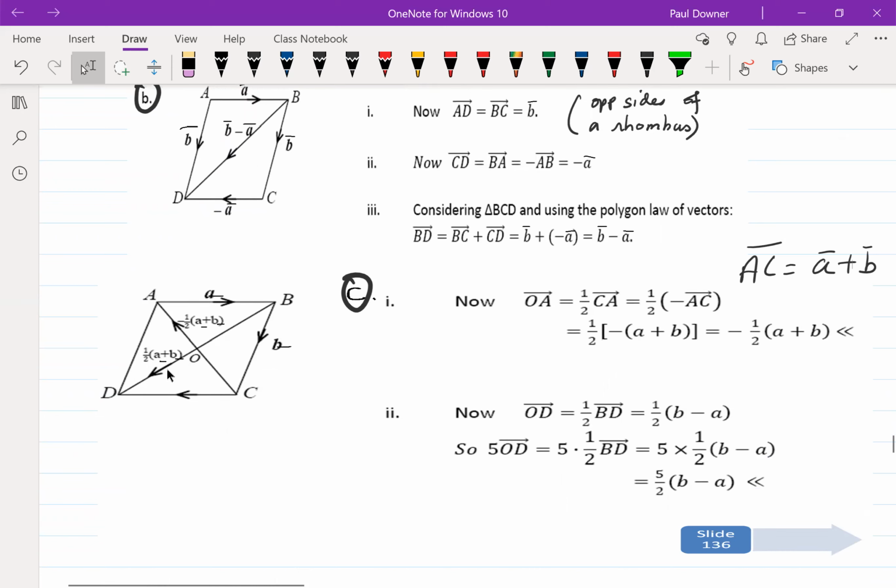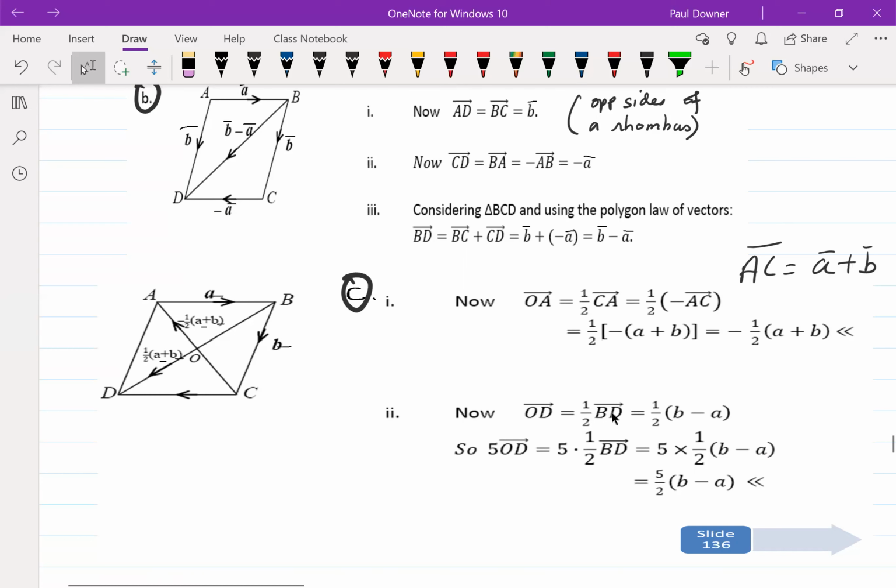OD, that's OD. But OD is a half of BD. Notice I didn't say OD is a half of DB, because for vectors, you must look at the direction. So OD is going down this way. So I have to look at the vector going down this way. So OD is going to be a half of BD. So I write that down. OD is a half of BD.